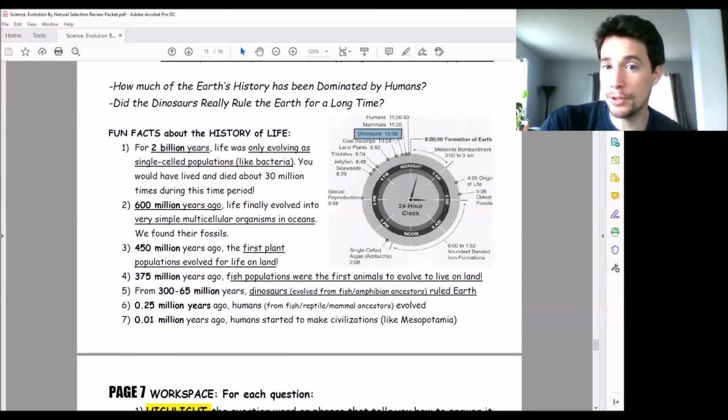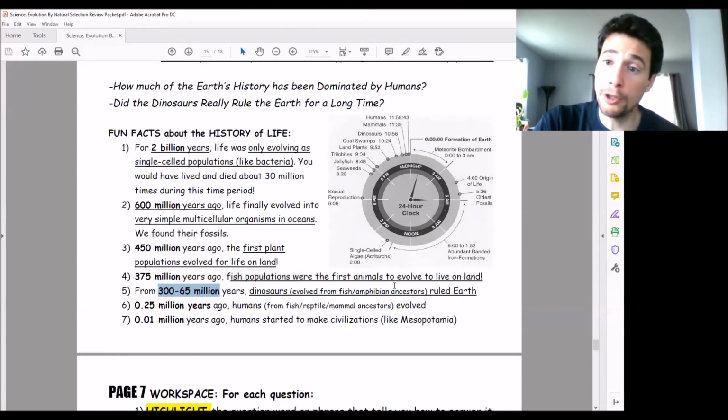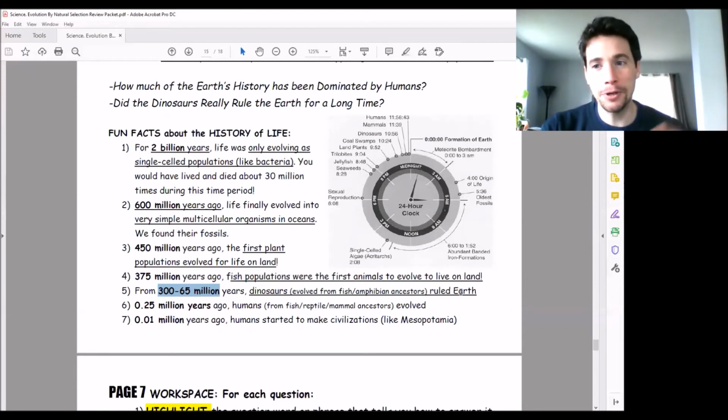So dinosaurs, really, they existed from 300 to 65 million years ago. So they ruled the Earth for a little over 200 million years, which is a long time. But again, compared to the whole history of the Earth, it's not super long.